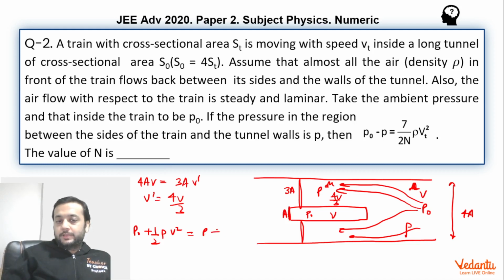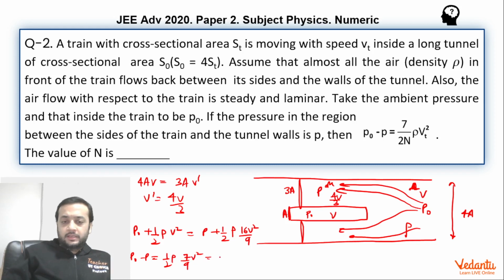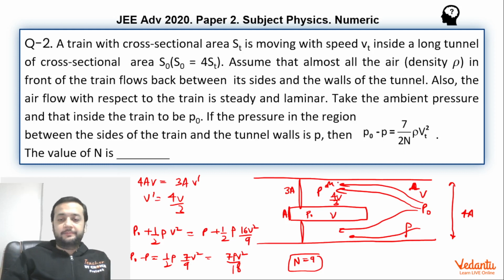So P plus half rho into 4v by 3 whole square, which will become 16v square by 9. So if you see, P naught minus P becomes half rho, 16 by 9 minus 1, right? 16 by 9 minus 1, which is 7 by 9 v square. So which becomes 7 rho v square by 18. So clearly n becomes 9. Hence the answer will be 9.